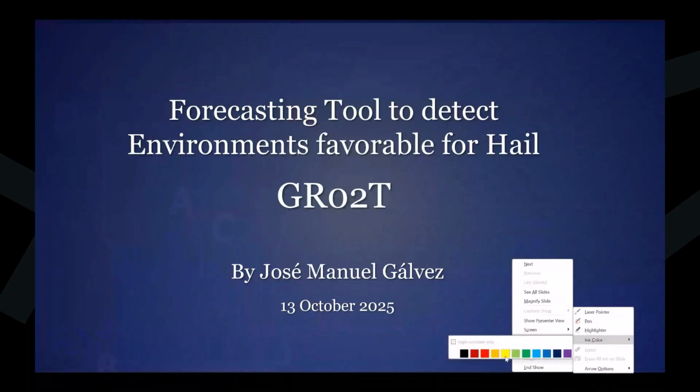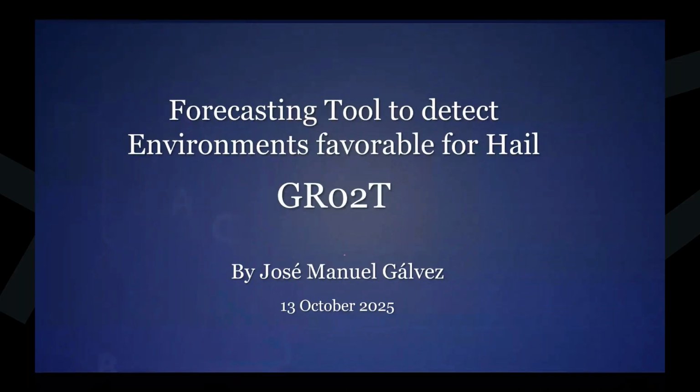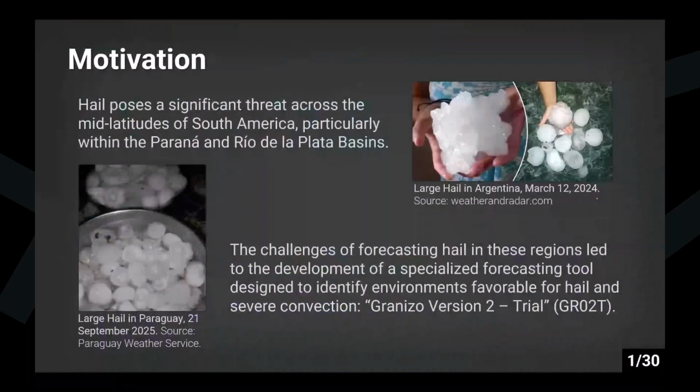So the tool that we developed is called GR02T. I'll explain the name in a little bit. We actually want to improve this name and change it, but this is the name that we have been using since 2019. And this is a tool that has the goal of improving the detection of environments favorable for hail and severe convection.